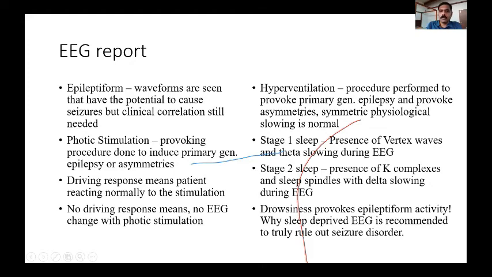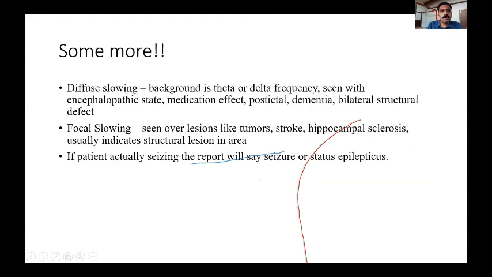As I told, it's also helpful to pick up stages of sleep. In stage 1, you get vertex waves. In stage 2, you get K complexes with sleep spindles. Drowsiness can provoke epileptiform discharges, and it can even show background slowing. Because drowsiness provokes epileptiform activity, we always ask for a sleep deprived EEG and a sleep induced EEG. Then look for background slowing, whether it's theta or delta frequency, because it can suggest an encephalopathic state or a drug effect. If there's focal slowing, it usually indicates a focal lesion like tumor, stroke, or hippocampal sclerosis.